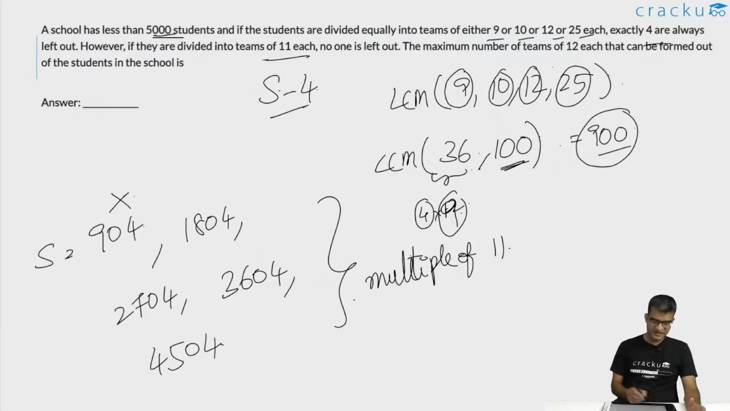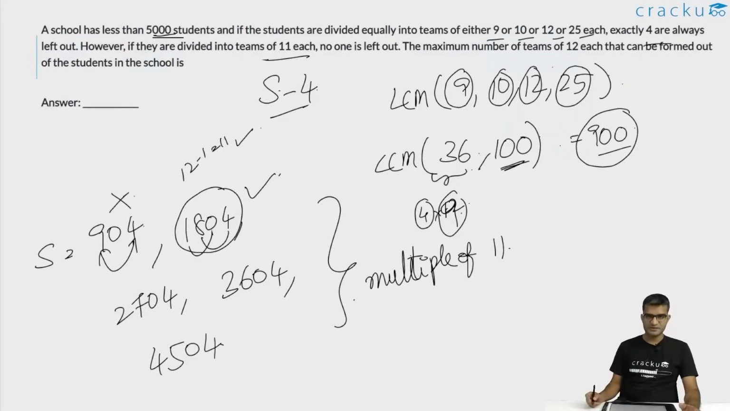Here, for example, 904 is not a multiple of 11, because the sum of the digits in the odd places is 9 plus 4, which is 13, which is not a multiple of 11. Here the sum of the digits in the odd places is 1 and the sum of the digits in the even places is 8 plus 4, which is 12. 12 minus 1 is equal to 11, which is a multiple of 11. So this is a multiple of 11.